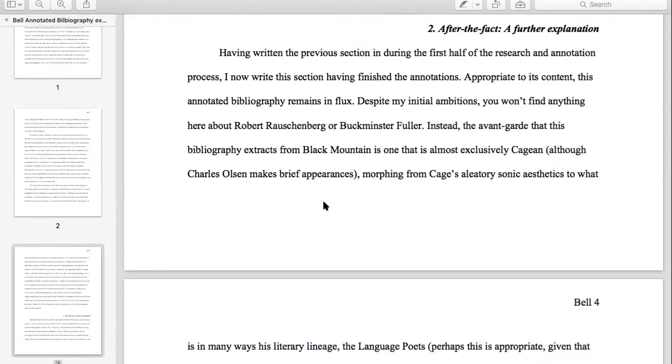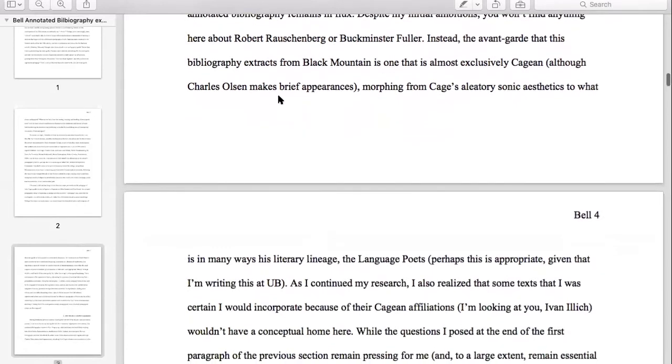So again, I had certain ideas when I went in, but after I did the research, things sort of changed. The research led me to different areas than I initially expected. And I didn't even focus much on Black Mountain, right? Because there's not much there.